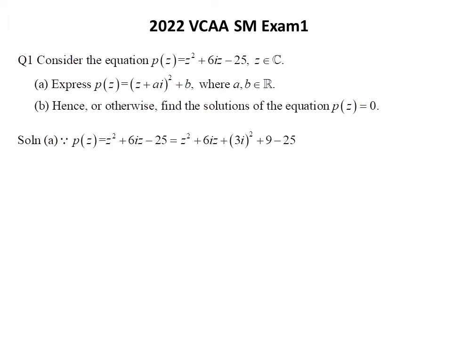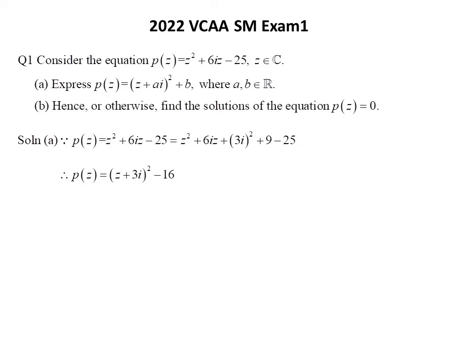Since p(z) = z squared + 6iz - 25, which can be written as z squared + 6iz + (3i) squared + 9 - 25, which equals (z + 3i) squared - 16. As can be seen, we apply the completing the square technique here.